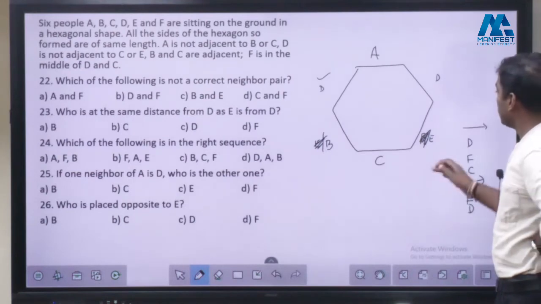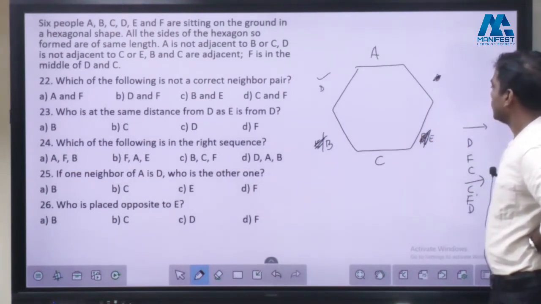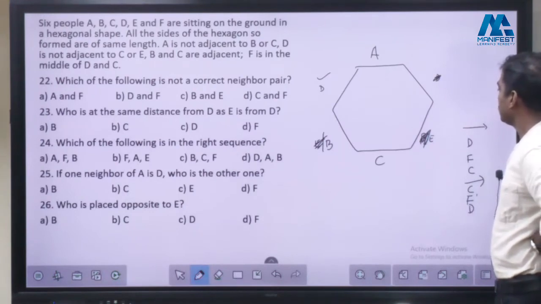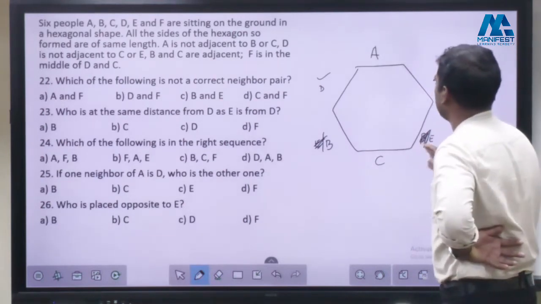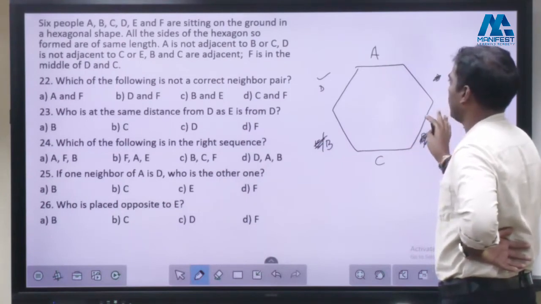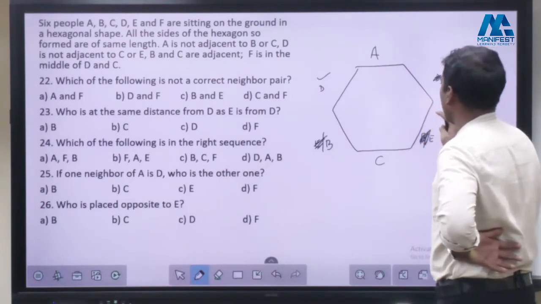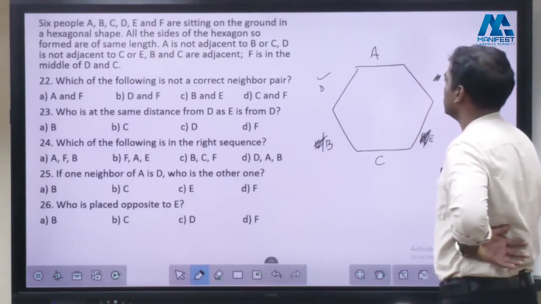D is not adjacent to C or E also. A is not adjacent to B or C. Okay, B or C should come here only. D is not adjacent to C or E. B and C are adjacent.